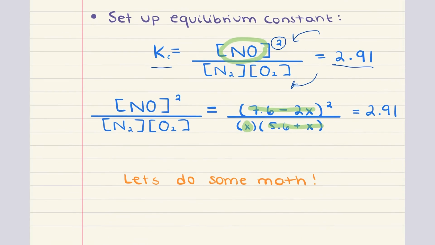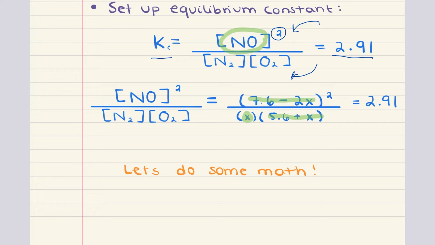Now at this point, I want to pause and I want to discuss something called the 5% approximation rule. In some problems, we can simplify our calculations by making the assumption that the change in concentration of a reactant or product is negligible compared to the initial concentration. This rule is usually known as the 5% approximation rule, and this is a guideline that helps us determine when it is reasonable to make the simplification assumption.